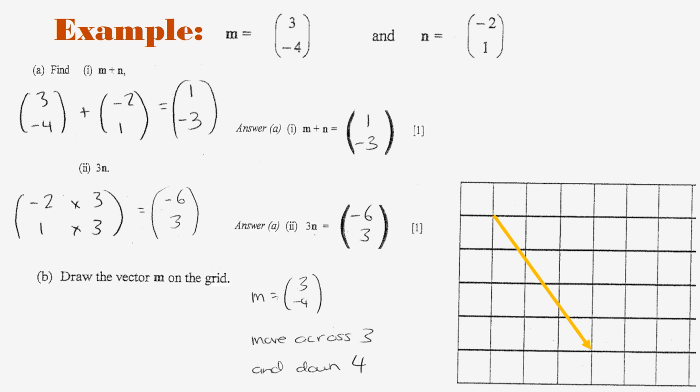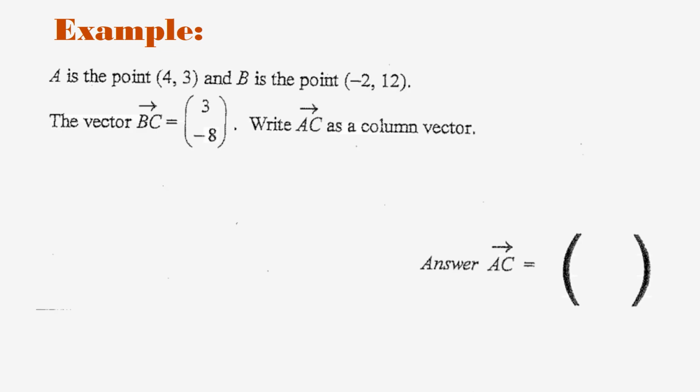Cool. Another example: A is the point (4, 3), so that's a coordinate, not a vector. And B is the point (-2, 12). Again, that's a coordinate, not a vector. It's not expressed as a column or anything. Whereas BC is a vector, because it's expressed in this column format. The vector BC is (3, -8).